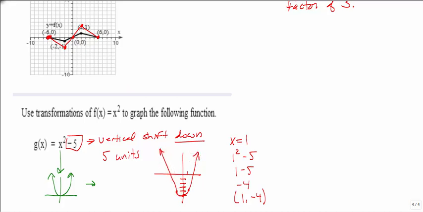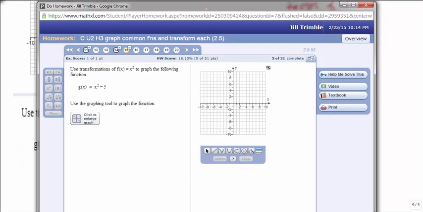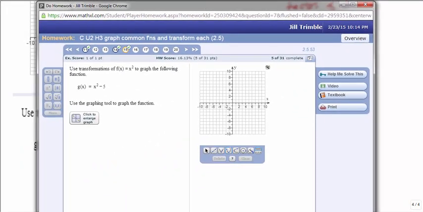So let's go ahead and pull in this problem for my math lab. Well, what we'll do is we'll choose the parabola graphing tool, and we'll start with the origin, and then what we want to do is move the vertex down 5 units. So 2, 3, 4, 5. So that's going to be my vertex.